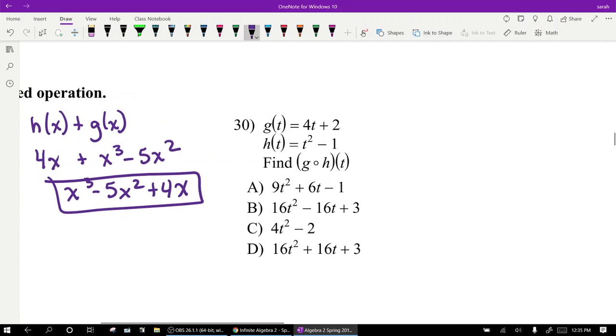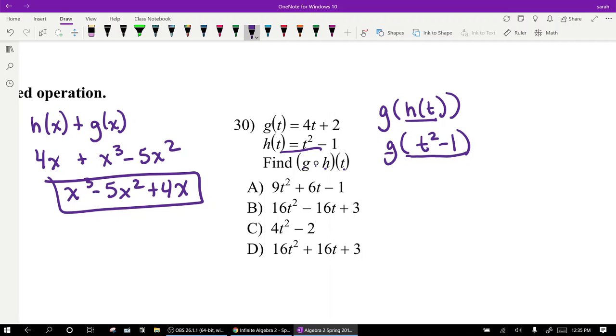All right. This one says g of h of t, and so what I have to do is rewrite it, g of h of t. So what is h of t? Well, h of t is t squared minus 1, just substituted. So now I'm going to take my g and everything that's in x, or in t in this case, I'm going to just replace it with that.